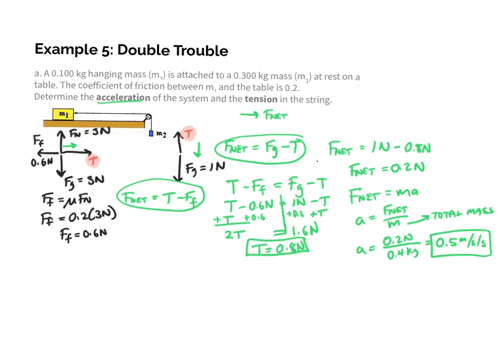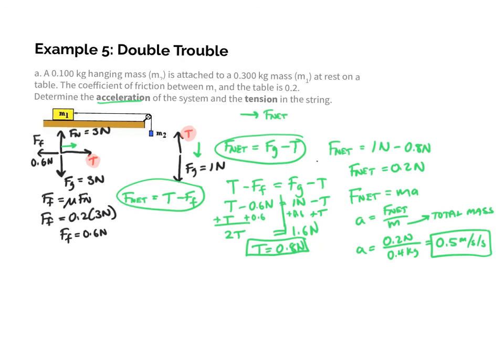So this would be the hardest type of problem you would see. I call it double trouble because we have two types of masses. Notice this wasn't really two-dimensional forces per se, but we were looking at two objects that were accelerating really in different directions. So this is kind of the toughest stuff.